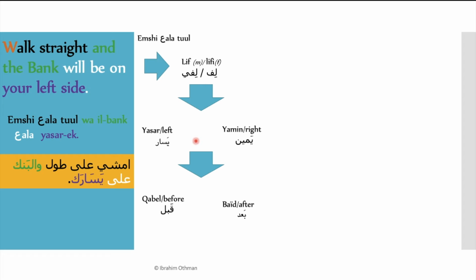So what normally people would say, walk straight on, then turn left, before or after. They would say, امشي على طول, walk on straight. لف, if they are talking to a masculine, and لفي, if they're talking to feminine. After that, they would say لفي يسار, turn left. بعد, turn left after. After what?